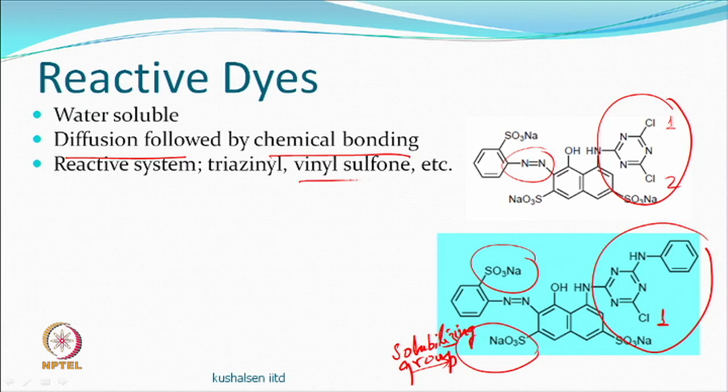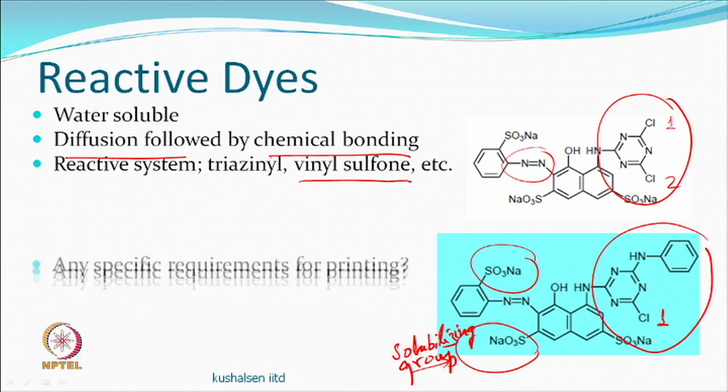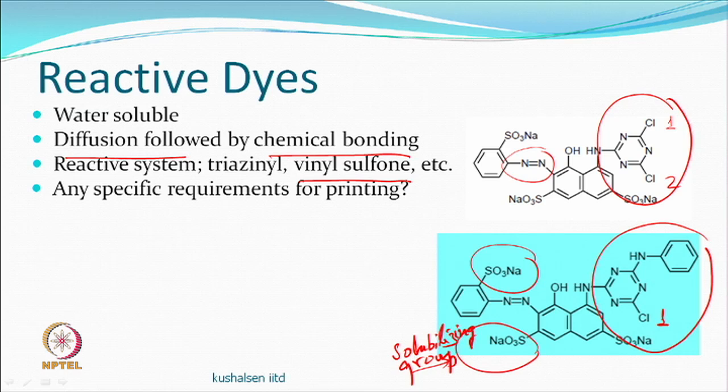So, there are other types of reactive groups also, like vinyl sulfone, and their conditions of fixation are also different. So, there are possibilities of using different reactive groups, but all of them should be such which give you an advantage in terms of reactivity being a little low. So, if we again recall, the specific requirement for printing is that the temperature of printing or fixation should be high.